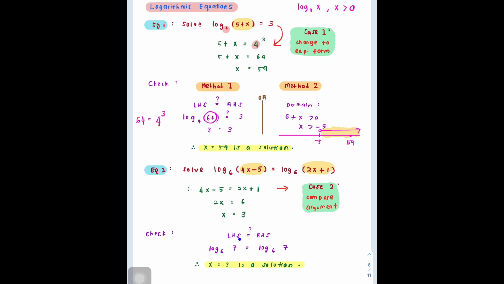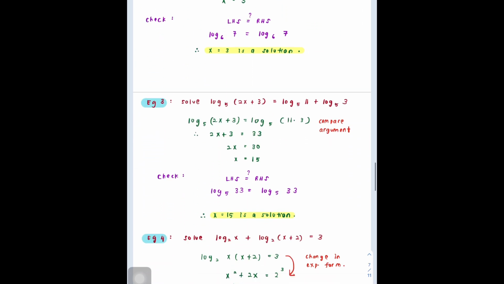Okay, checking. Let's say we use the first method. Is the left side equal to the right side? Substitute 3 into the question. So 4 times 3 is 12, 12 minus 5 is 7. So you have log base 6 of 7. Is it equal to the right side? 3 times 2 is 6, 6 plus 1 is 7. So you have log base 6 of 7 also. So you have equal value on the left side and right side, and you can conclude that x equal to 3 is a solution.